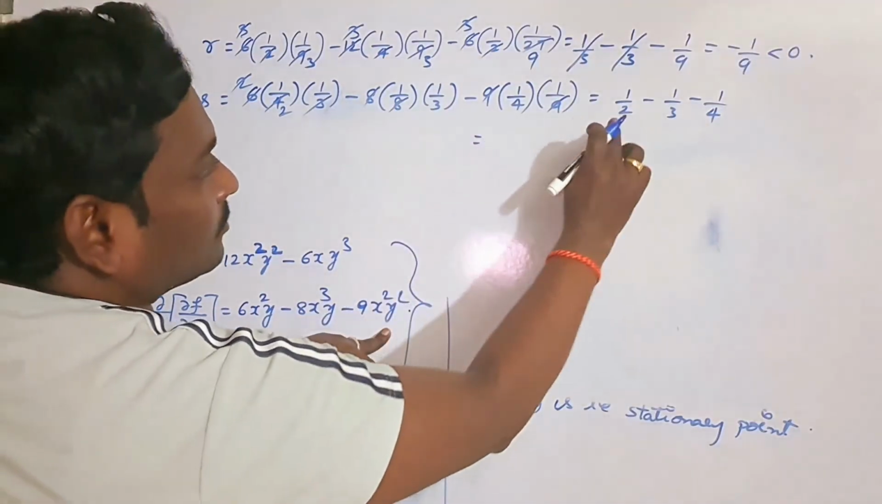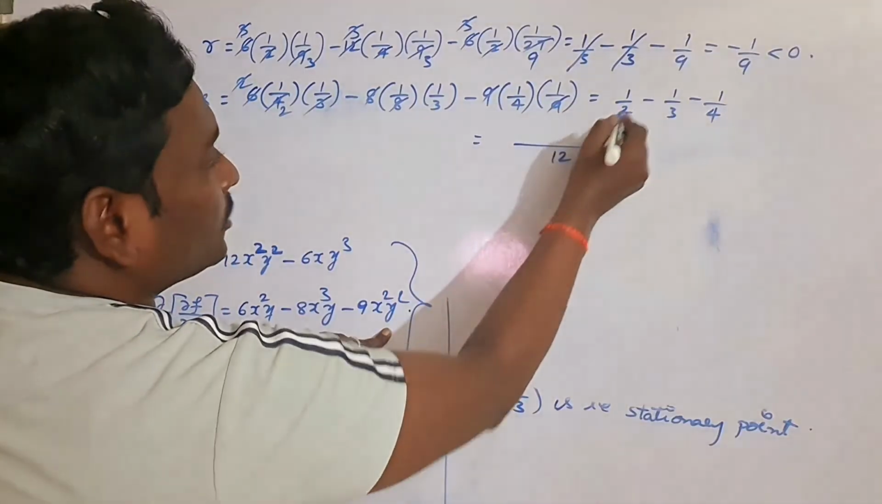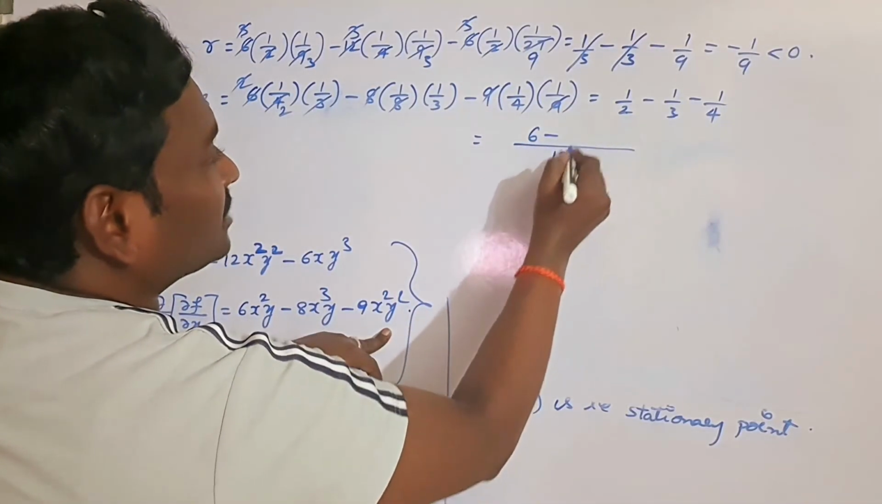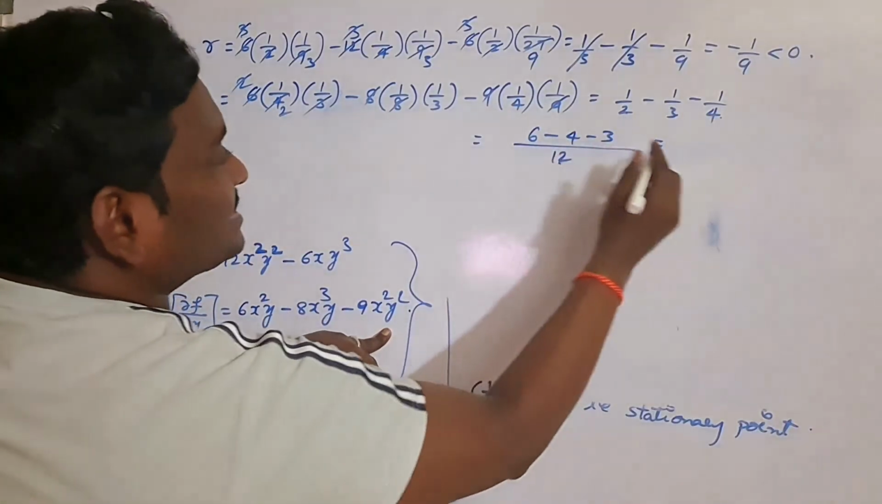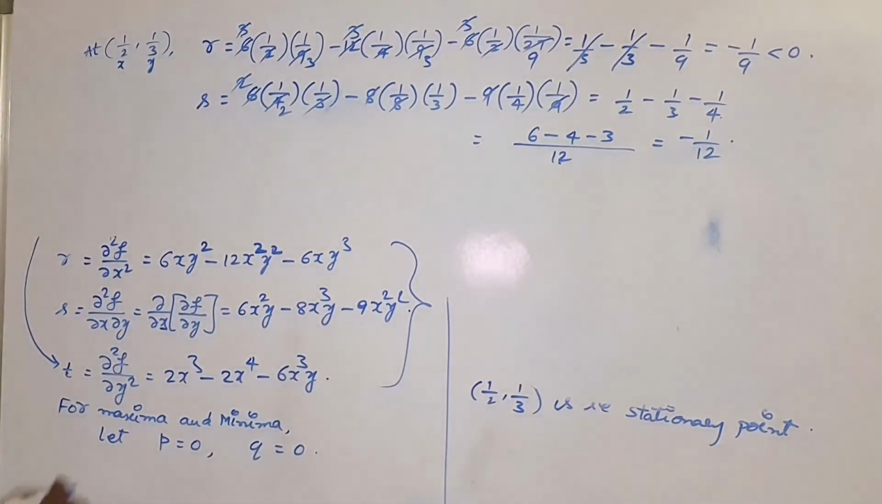So take the LCM. For 2, 3, 4, 12 is the LCM. 2 gets cancelled 12, 6 times, that's why it is 6. 3 gets cancelled 4 times, that's why it is 4, and it is 3 times. So 6 minus 7, minus 1/12. The S value is minus 1/12.